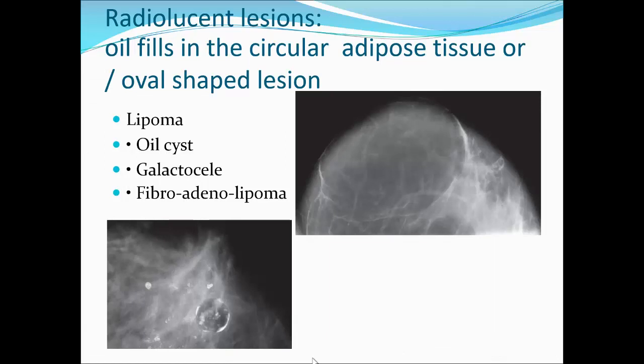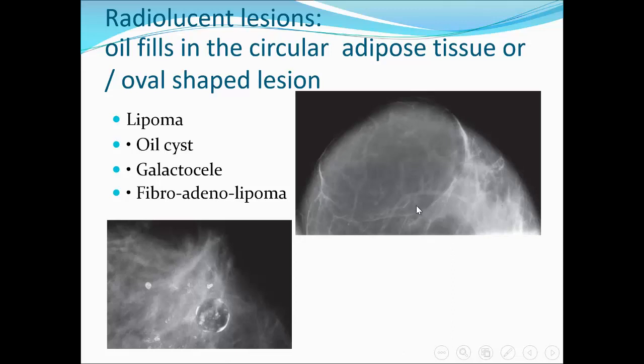Radiolucent lesions. What are the different radiolucent lesions? The oil fills in the circular adipose tissue or oval-shaped lesion. We have lipoma, the lipoma of the breast. This is a lipoma of the breast.